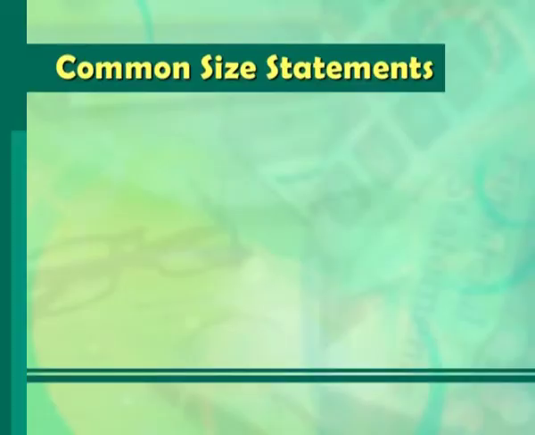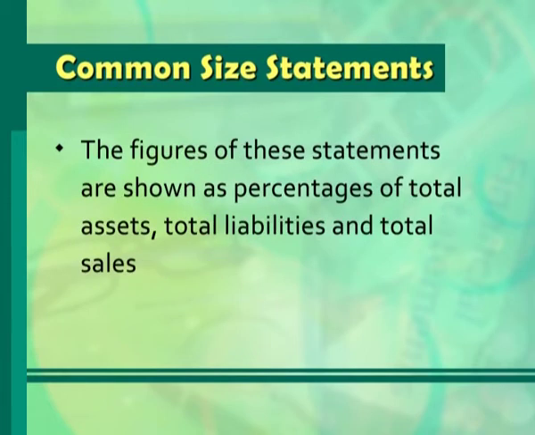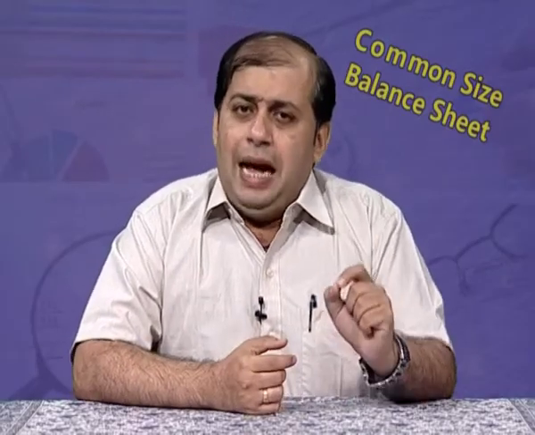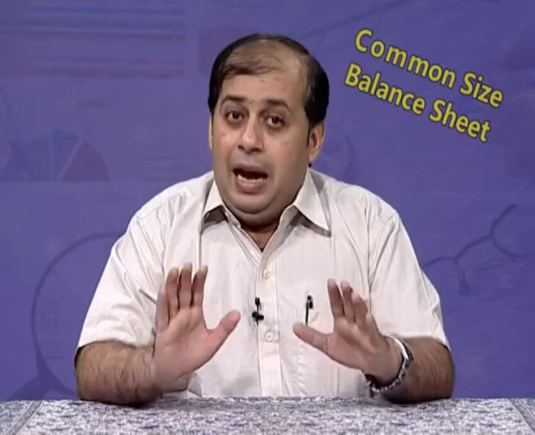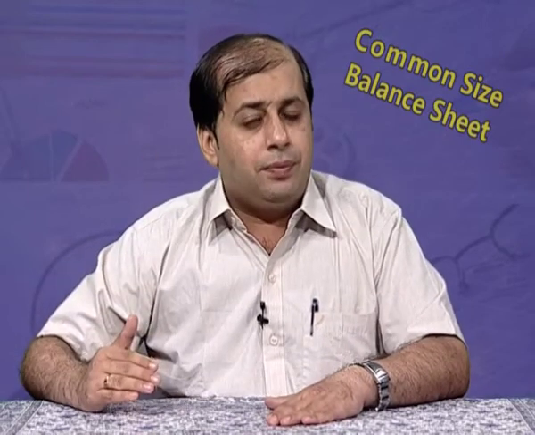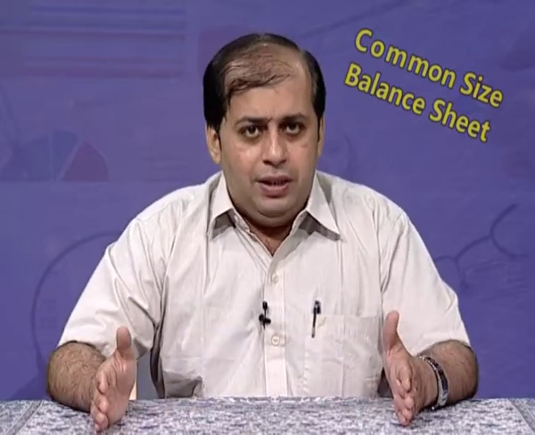So, let us first begin with common size statements. The common size statements, which includes balance sheet and the income statement, are shown in analytical percentages. The figures of these statements are shown as percentages of total assets, total liabilities and total sales respectively. Take the example of the balance sheet. The total assets are taken as 100 and different assets are expressed as a percentage of this total assets. Similarly, various liabilities are taken as a part of total liabilities.